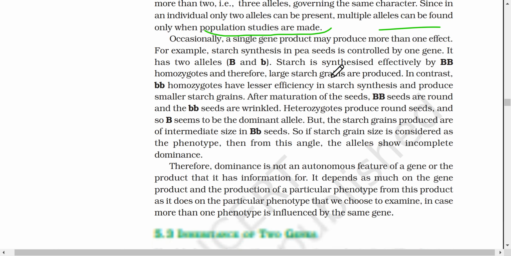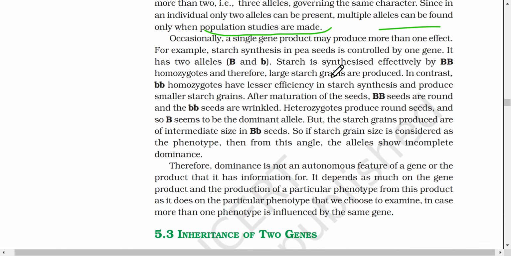Occasionally, a single gene product may produce more than one effect. For example, starch synthesis in pea seeds is controlled by one gene. कभी कभार एक जीन का एक ही इफेक्ट होगा. It has two alleles, capital B, small b. Starch is synthesized effectively by capital B homozygotes and therefore large starch grains are produced.